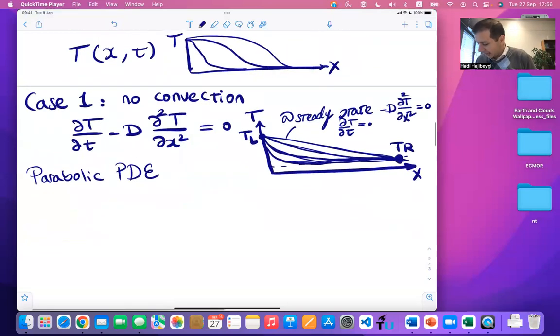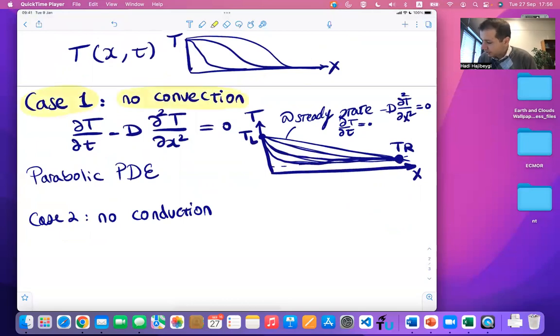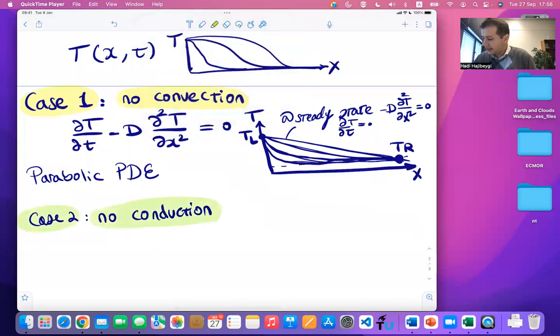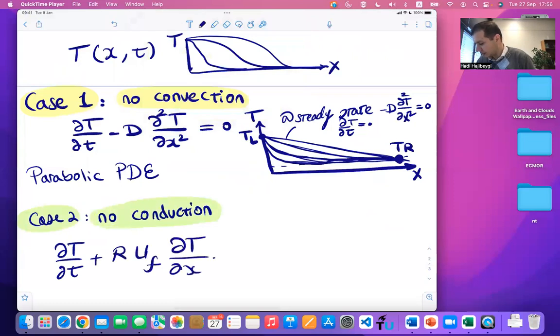How about case 2, where I have no conduction? If I have no conduction, then the process is pretty much convective driven. So that was case 1, which was no convection, and so I had all conduction. Now I have no conduction, which means I am having case 2, which is convective heat flux. Then my change of temperature with respect to time plus r uf dT/dx is 0.